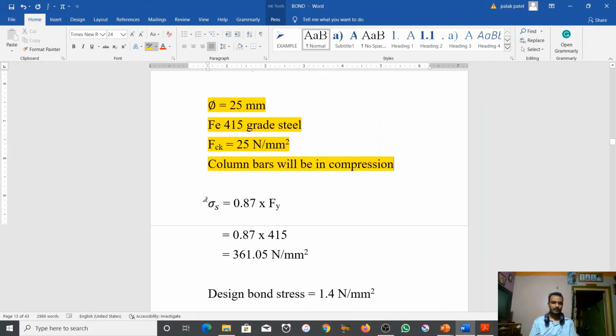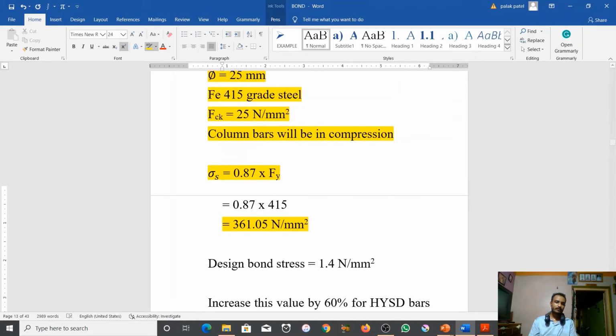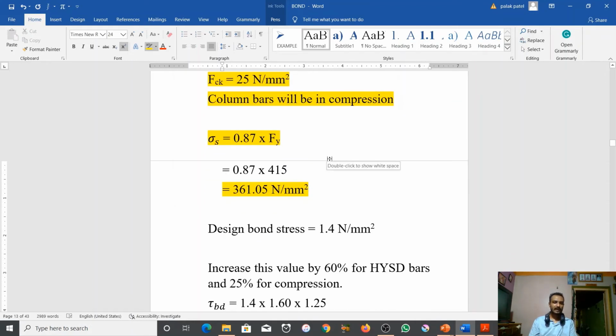Sigma S is 0.87 into Fy. What is Fy? 415 grade. So sigma S is equal to 361.05 Newton per mm square. Here the same method is followed to find the lap length. And the design bond stress is 1.4 Newton per mm square.